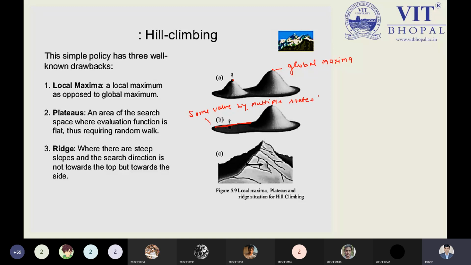And ridge means I'm just stuck in a situation. I'm coming to this point, then again I'm going down, then again coming, then going. So this is the case. Before reaching the peak point, I'm thinking about the peak point, but no, I'm again stuck in a ridge case. So these are the three problems we have seen in hill climbing.